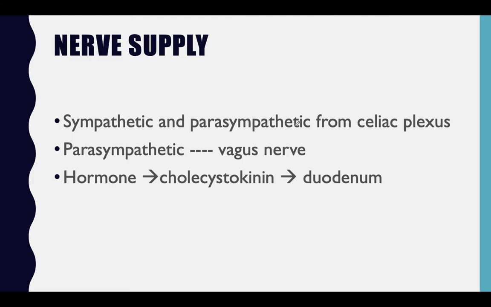The nerve supply has both sympathetic and parasympathetic fibers from the celiac plexus. Of course, the parasympathetic is always through the vagus nerve. And it is believed that it secretes a hormone called cholecystokinin, which is dumped into the duodenum.